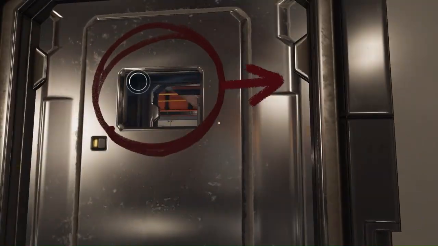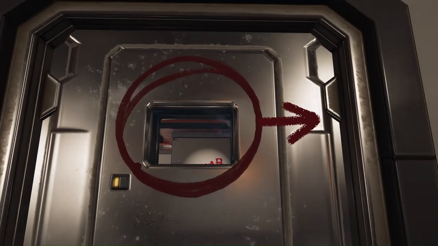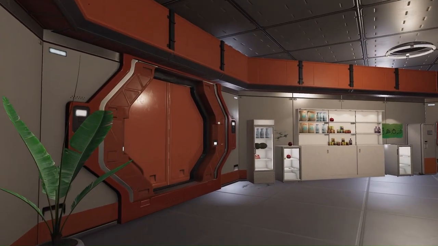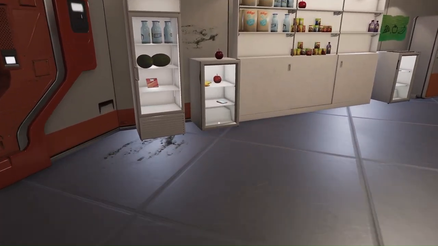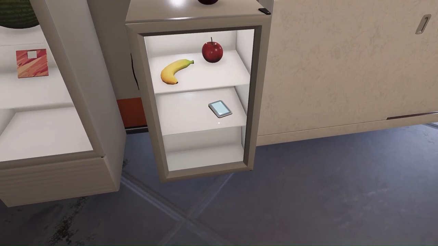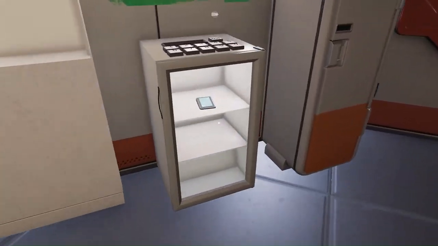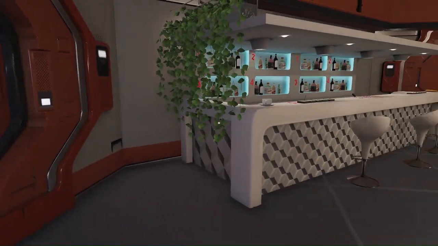Kick it open. Don't fucking help me, dear. Morning milk, anything written on anything to help would be much appreciated. There's literally nothing in this room.